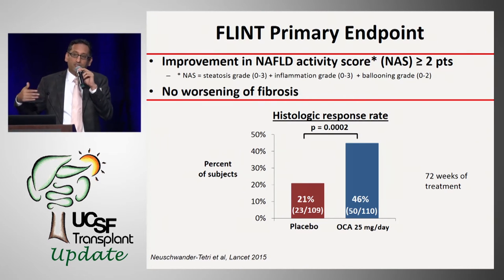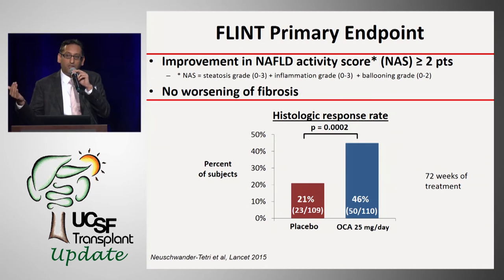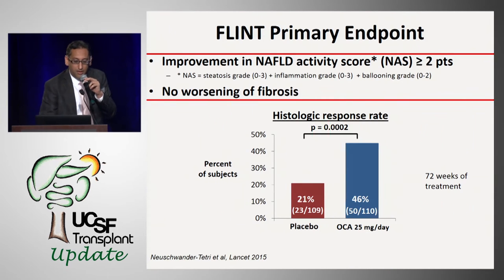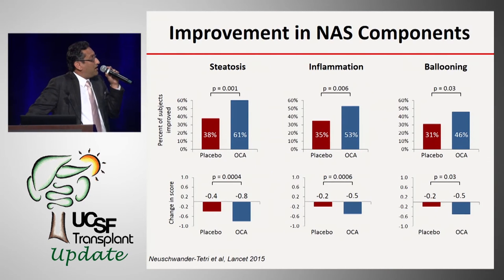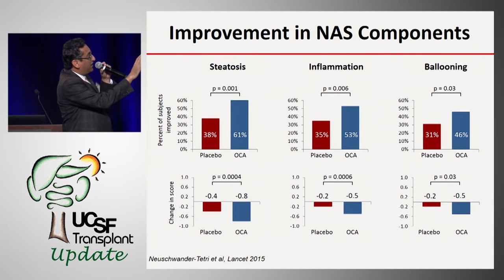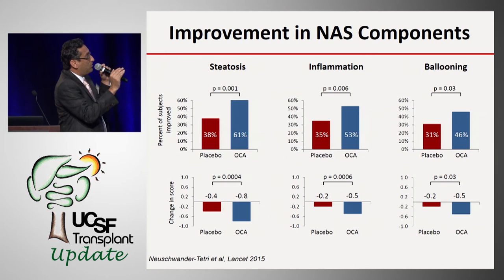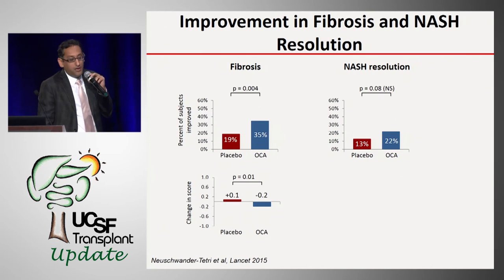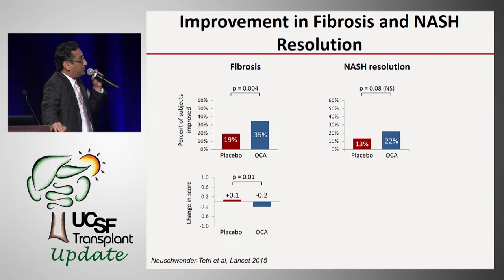The trial was terminated early, so the last 64 patients did not have a liver biopsy because we reached the predetermined endpoint. Not only did it improve the primary outcome, but across the group, steatosis, inflammation, and ballooning were improved in patients on the obeticholic acid 25 milligram arm. It also improved fibrosis. NASH resolution, which I defined before, was achieved in 22% of patients with OCA versus 13% of patients with placebo.